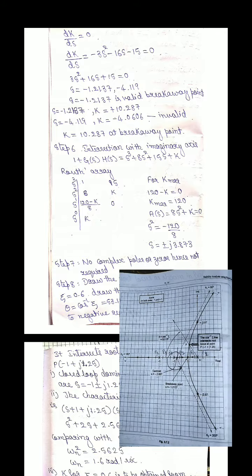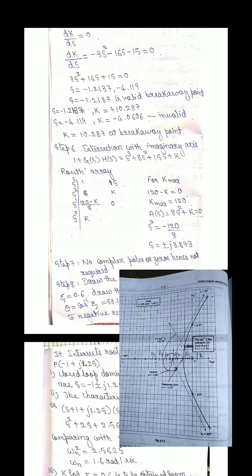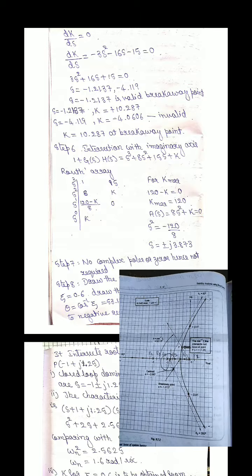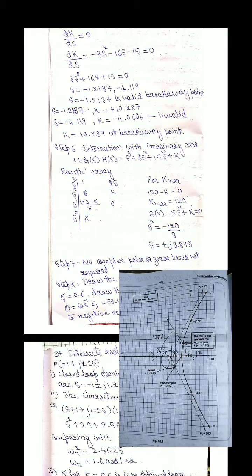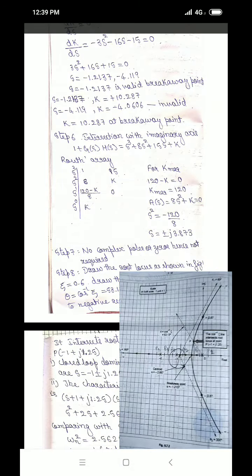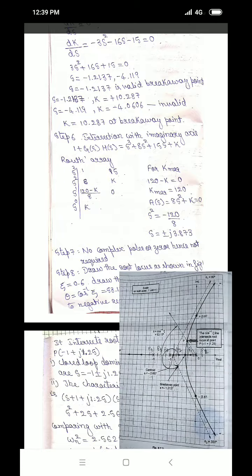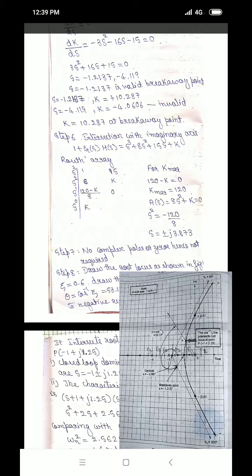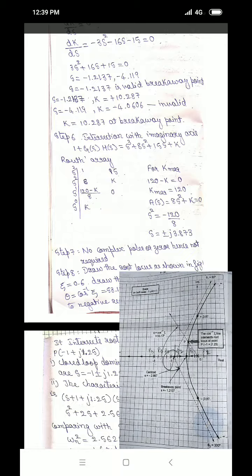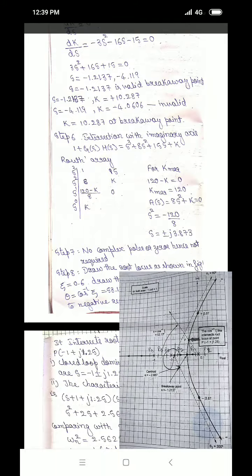For s to the power of 0, a3 value, that is k. Next, to find out k marginal, 120 minus k is equal to 0. K marginal is equal to 120. A of s, they have taken the s to the power of 2 equation, that is 8s square plus k is equal to 0. S square is minus 120 divided by 8. If you solve that one, you will get plus or minus j 3.873.